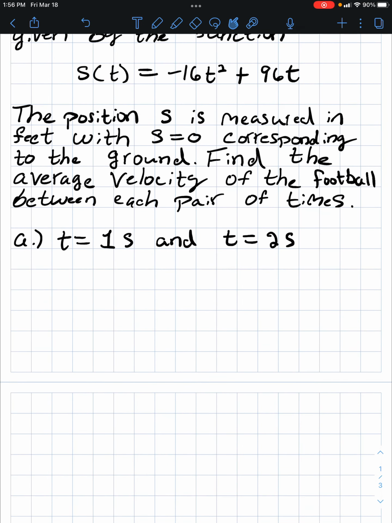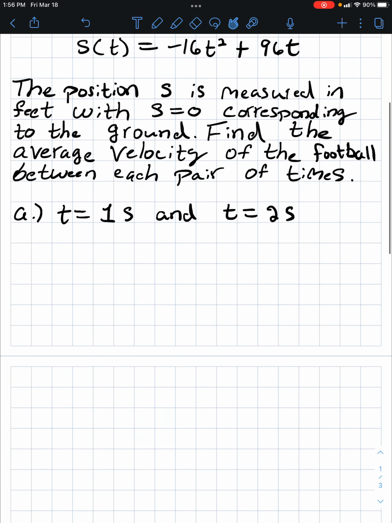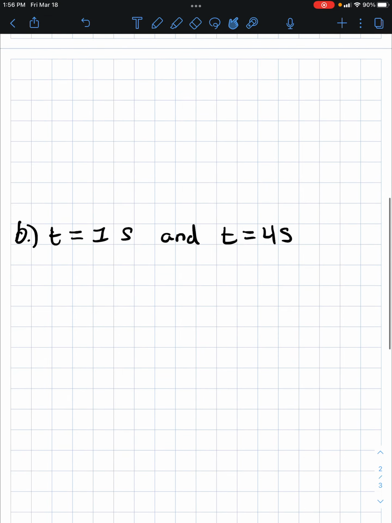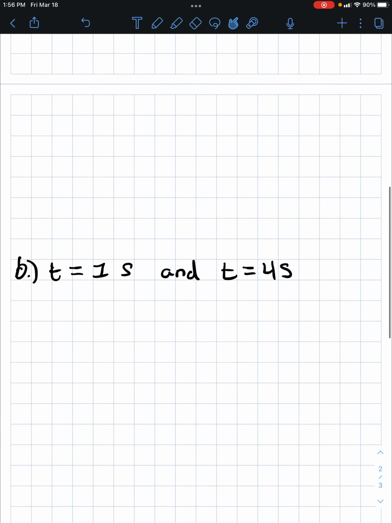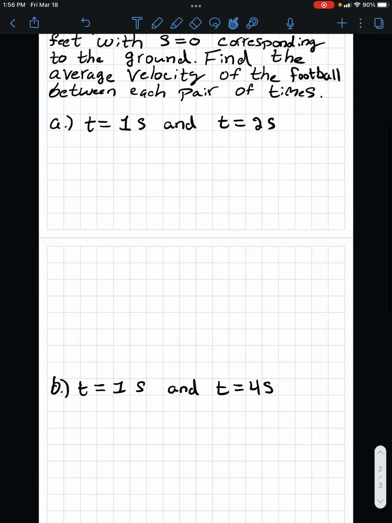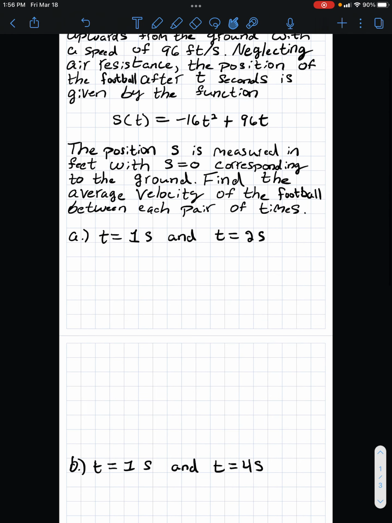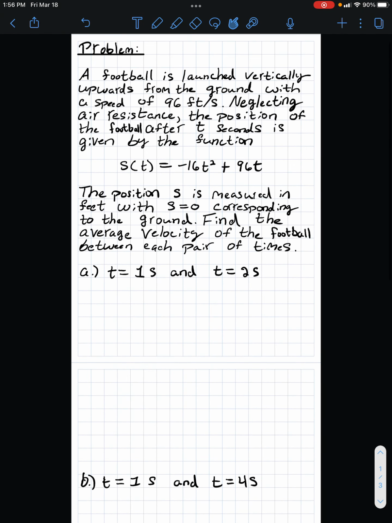Part A, t = 1 second and t = 2 seconds. Part B, t = 1 second and t = 4 seconds. Now pause this video, take a few minutes, and solve this problem.